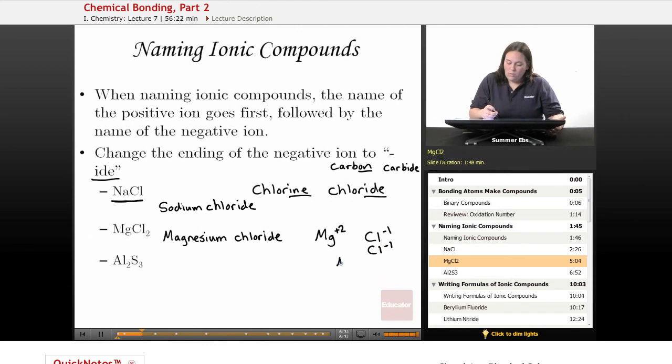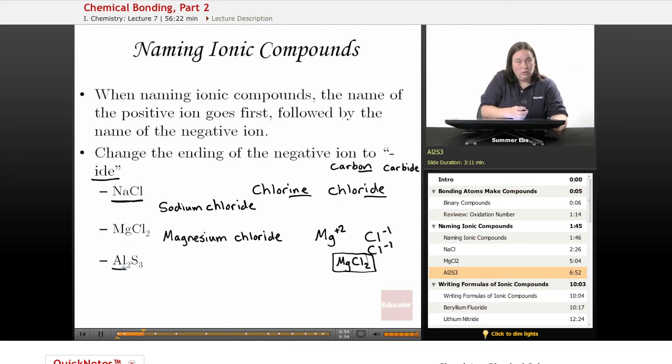So we end up with 1 magnesium for every 2 chlorines. And what the subscript does is give us the ratio of how many magnesiums to chlorines we need. We draw that right here. Okay, so there's actually a shortcut to do this, and we'll look at that with the next one.